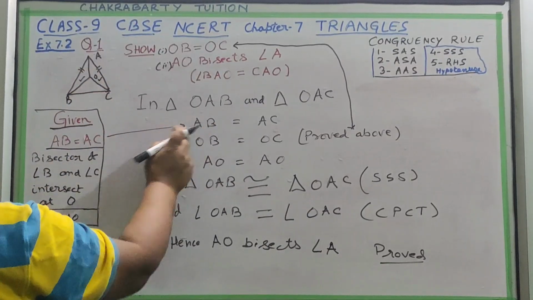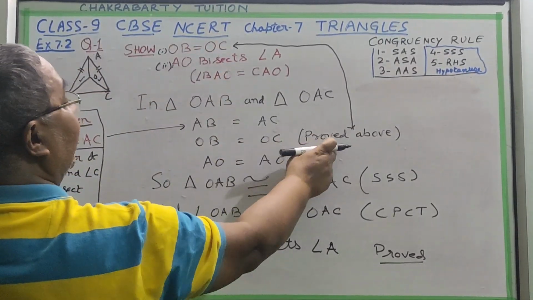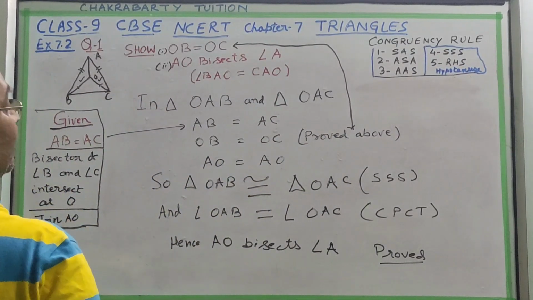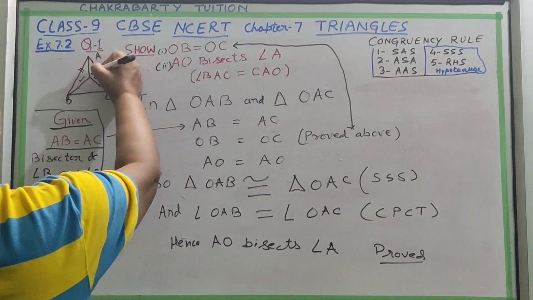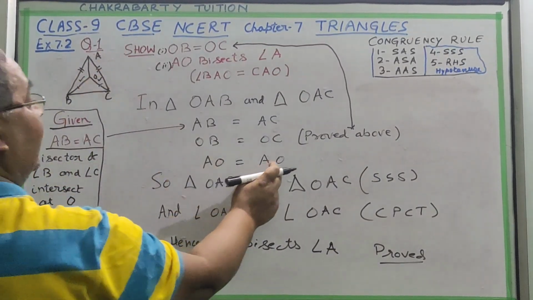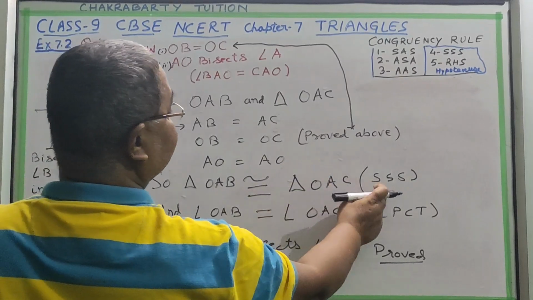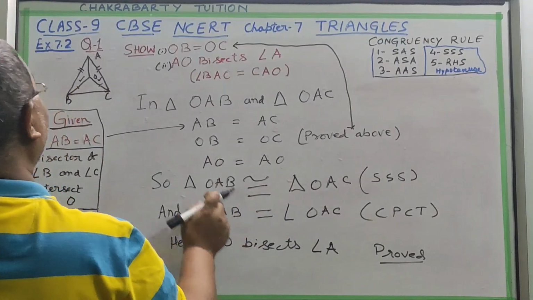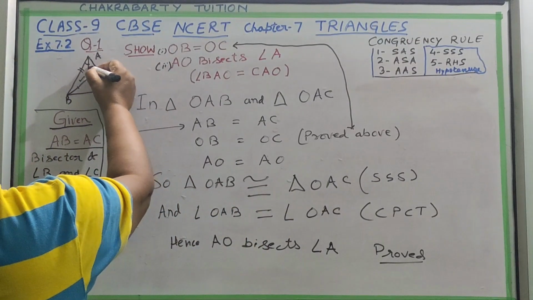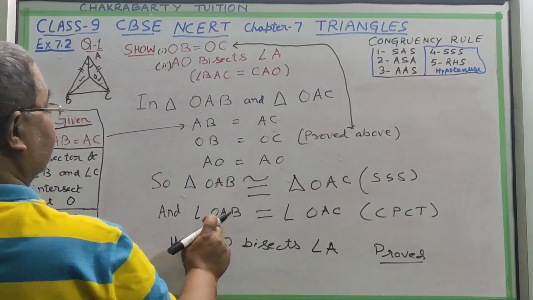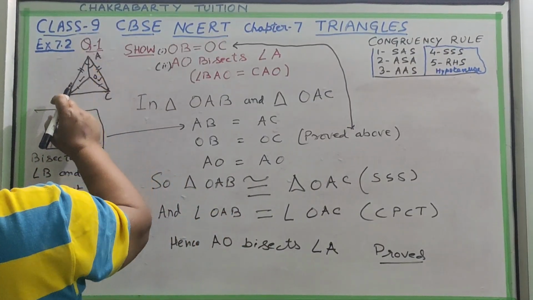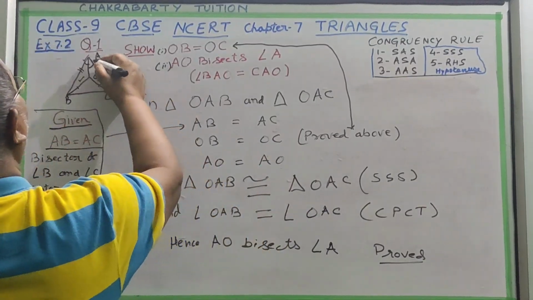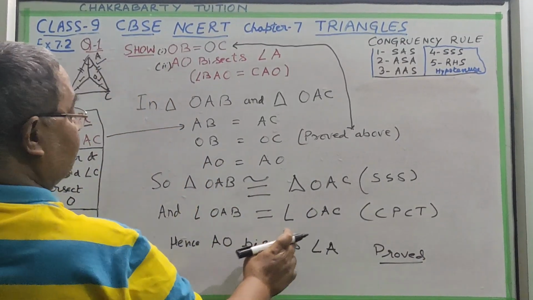See, AB line and AC line are equal. OB and OC you have already proved are equal. And this AO line is common for both the triangles. So all three sides are equal, so it is a congruent triangle. And if this is congruent, it means angle A here and angle A here will also be equal. So angle OAB, this part, will be equal to angle OAC, this part we are talking about.